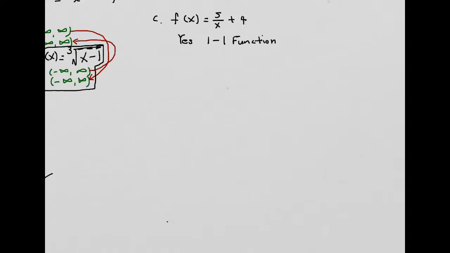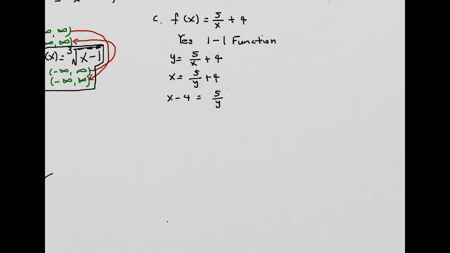Then we're going to replace function notation with variable y. Now we can switch those two and solve for y. So in order to solve for y, I wanted to subtract 4 from both sides.